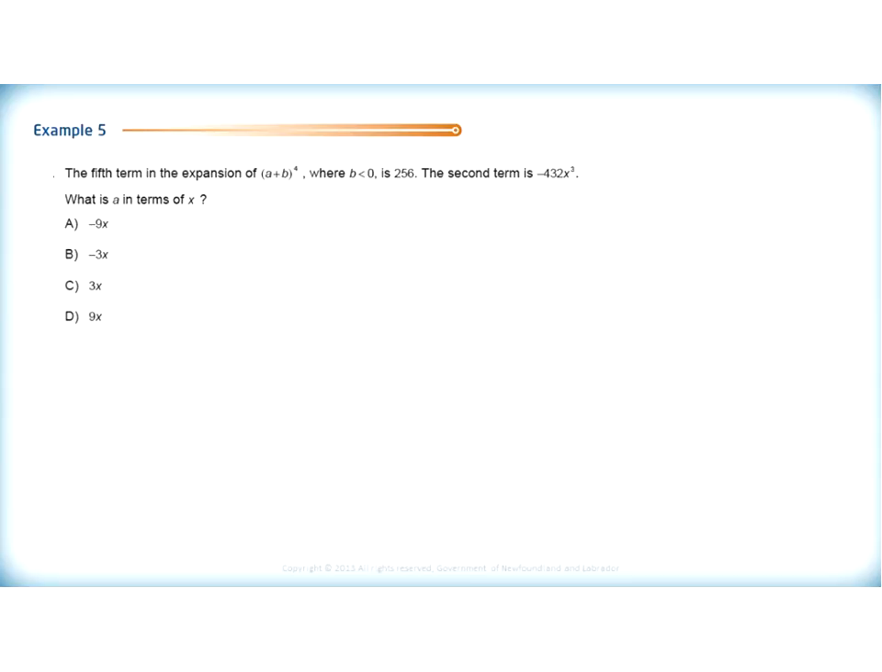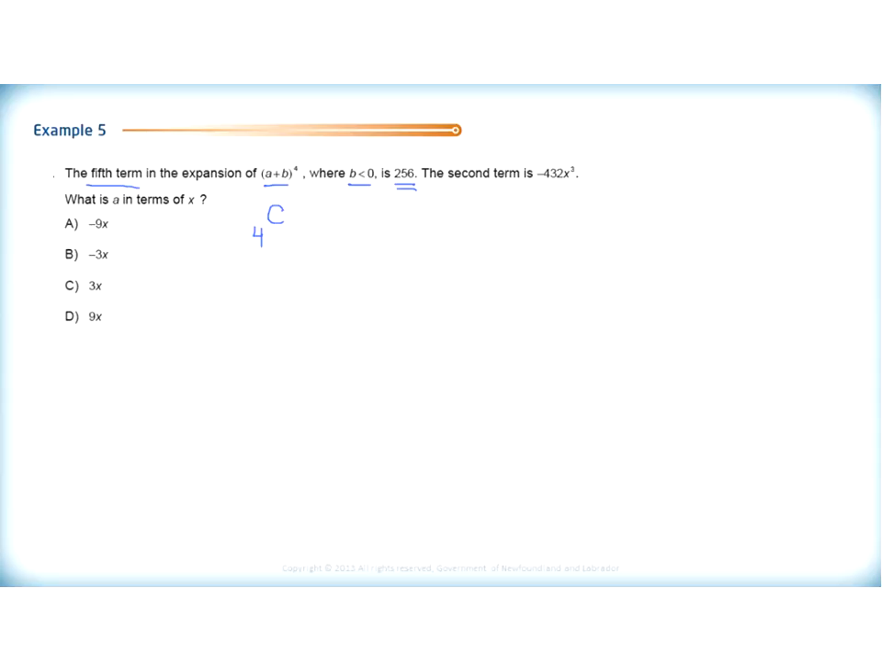Let's see what it says. The fifth term in the expansion of a plus b to the power of 4, where b is less than 0, is 256. Now, I'm not going to read any more. I'm just going to write what I got. The fifth term in the expansion. The fifth term will be the C of 5, sorry, because we're starting with power of 4. So it will be the C of 4 choose, the fifth term will be the C of 4, choose 4.